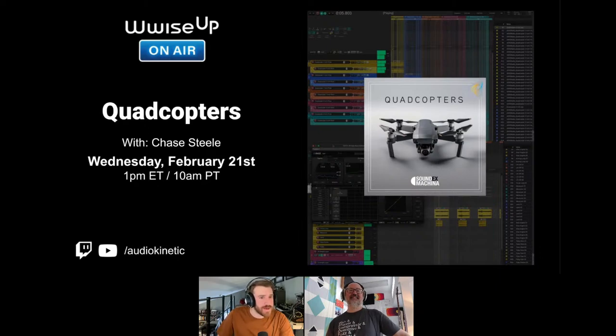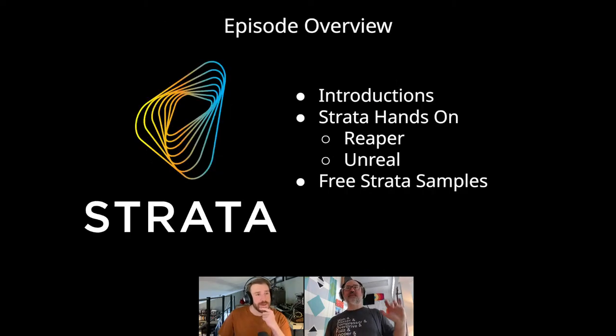Some information, actually, because I wasn't sure about this at first either. The high level overview is that we're just going to go deep into this, get our hands on it in Reaper. And then you've done some cool implementation over in Unreal, where you get to fly one around virtually. And we'll circle back at the end and talk about how you can get your hands on Strata.